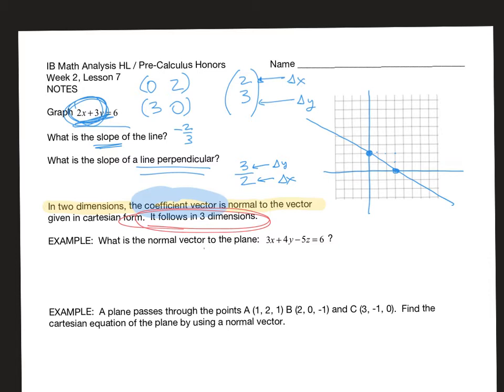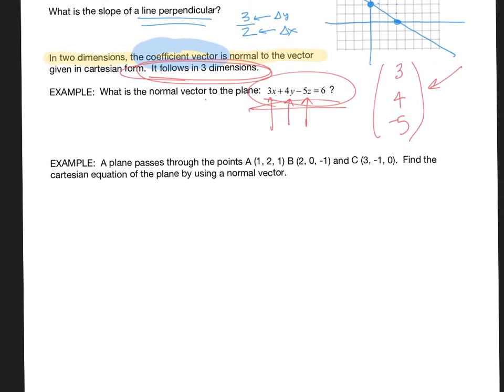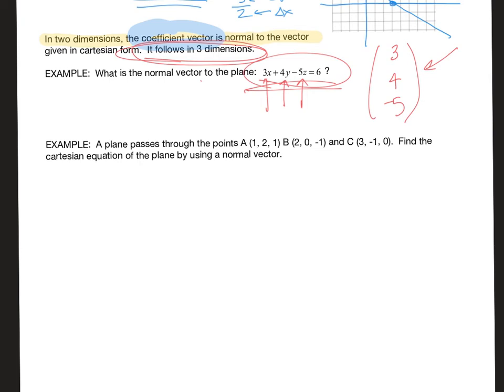So take a look at the first example. It says, what is the normal vector to this particular plane? Well, I have no idea what that plane looks like, but I do know the normal vector. It is just 3, 4, -5. It's literally just the coefficients. This vector is perpendicular to this plane. All right, so now that I know how to find the normal quite easily, let's see if we can do this example. So a plane passes through these points. Okay, so these are singular ordered triples, right? They're not vectors. We're going to find the Cartesian equation of the plane by using a normal.